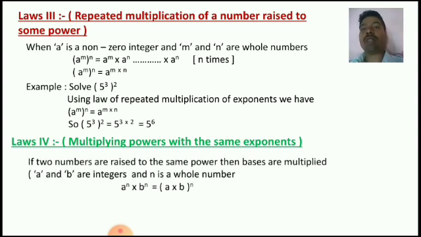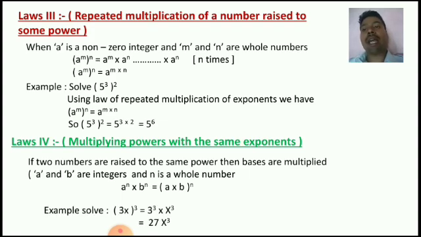So if two numbers are raised to the same power, then the bases are multiplied. a and b are integers and n is a whole number. So a raised to n into b raised to n. Here the bases are different and the exponents are the same. So we write a into b raised to n. By using this law we solve an example.